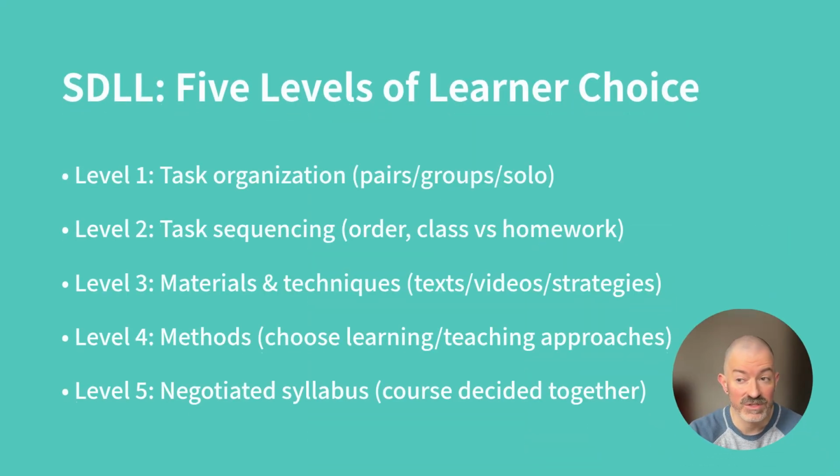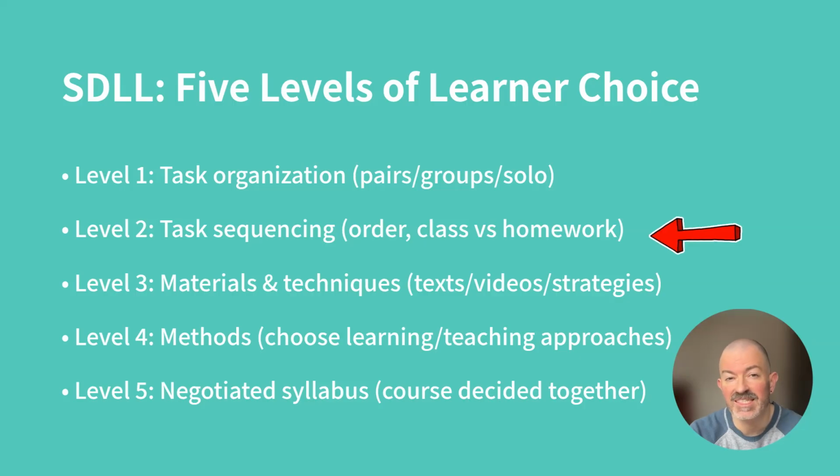Let's think then about the scale of choice in SDLL. So SDLL depends on giving learners the right amount of choice at the right time. We can think of it in terms of levels, and there's 5 of these. So let's start with level 1. Level 1 is task organization, where learners choose how to do a task, for example, in pairs, in groups, or then to do it individually.